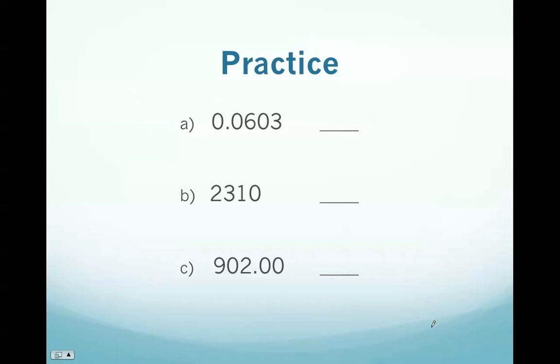So here's some practice that we're going to do, A, B, and C together. Decimal point is present. We're going to start counting from the left-hand or Pacific side, which means that this number, 0.0603, has only 3 significant figures. Letter B, we count from the Atlantic side, which means we find that we have also 3 significant figures. And then for C, we have a decimal point present, so we're going to start from the Pacific or left-hand side, which means that all digits are counted, which means we have 5 significant figures.